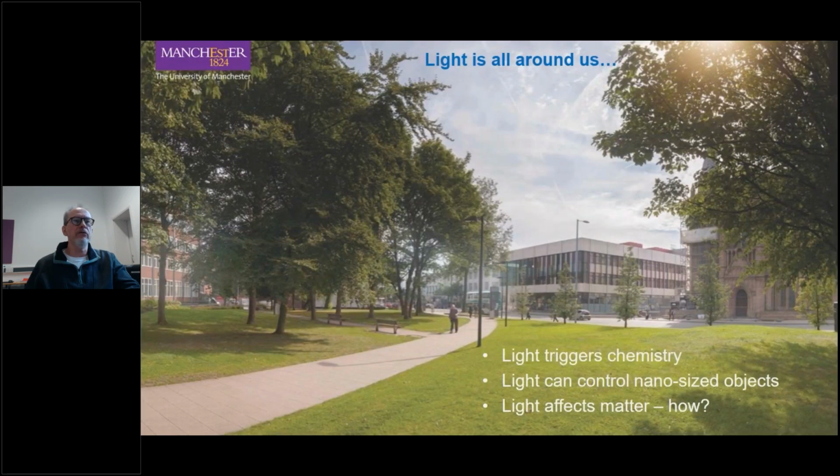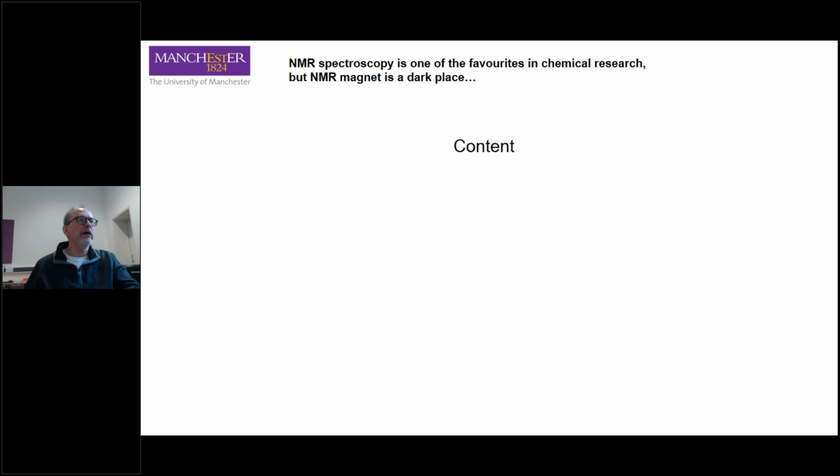So light is all around us. It is the source of life itself, but also for us it is fascinating as it drives chemistry and can give us convenient control over matter. The question is, how exactly do we observe and quantify this light affecting the matter? NMR, as we know, is perfect for characterizing the matter.